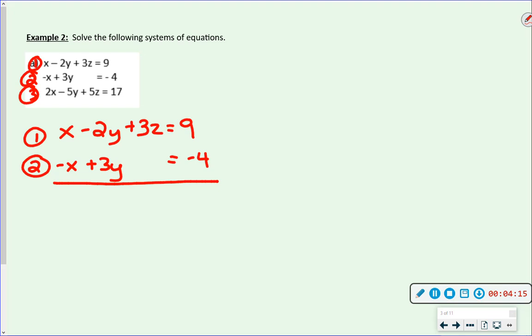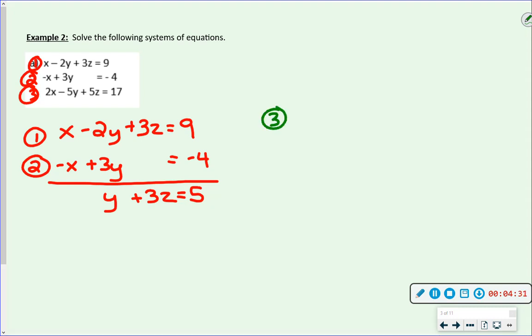And we're going to add these together. Of course, the x's cancel. I have 1y. Don't forget your 3z. 9 minus 4, 5. Easy enough. Now, we have not worked with the third equation.